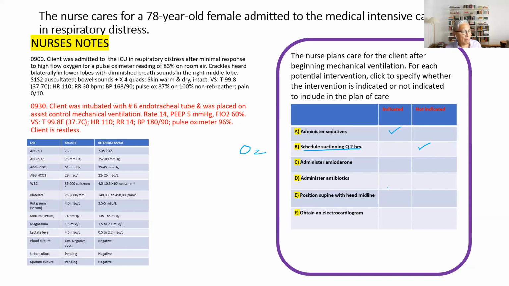Okay. How about amiodarone? Do you know what amiodarone is? The "arone" ending means that this is an anti-arrhythmic agent. So this would not be indicated because there's no situation mentioned that the patient is having any arrhythmia. All right, would you give antibiotics?